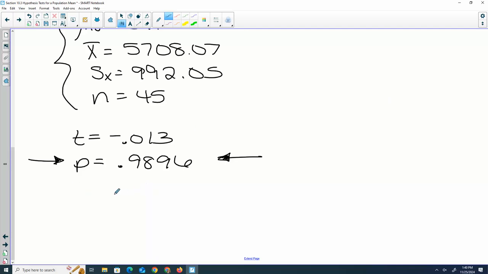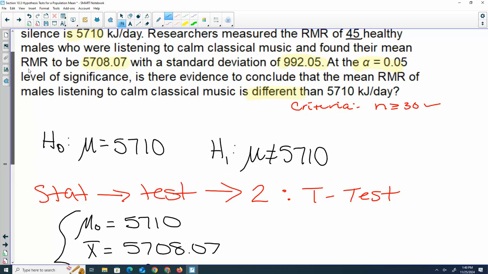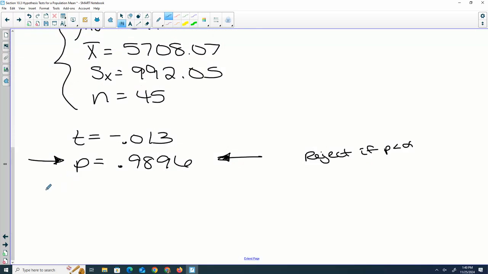Okay. When do we reject? If it's smaller than, it's unusual. We reject if p is less than alpha in general. That's what we worked on Friday. So I look up here, I did give you an alpha level of 0.05. So since p is bigger than alpha, we fail to reject. This is not unusual at all.